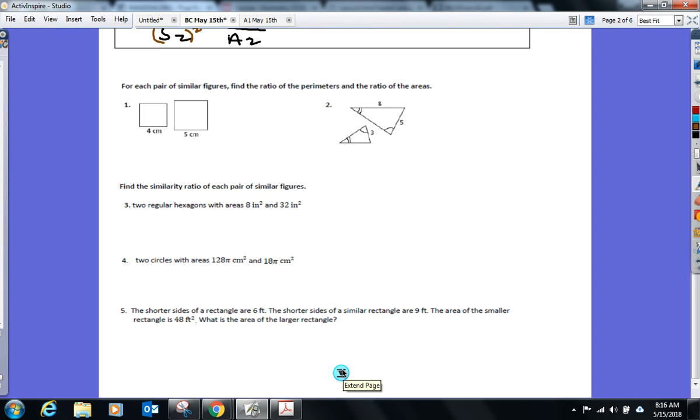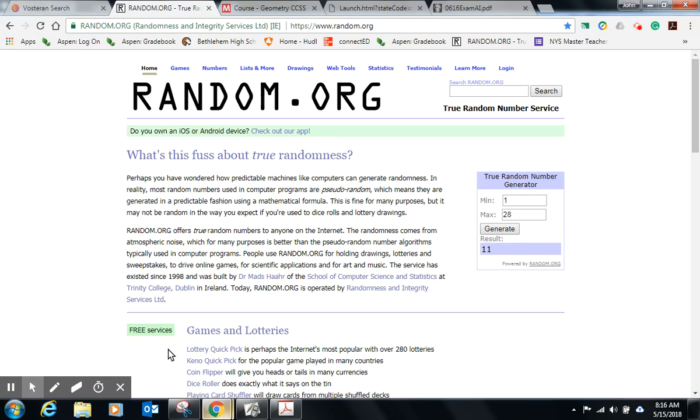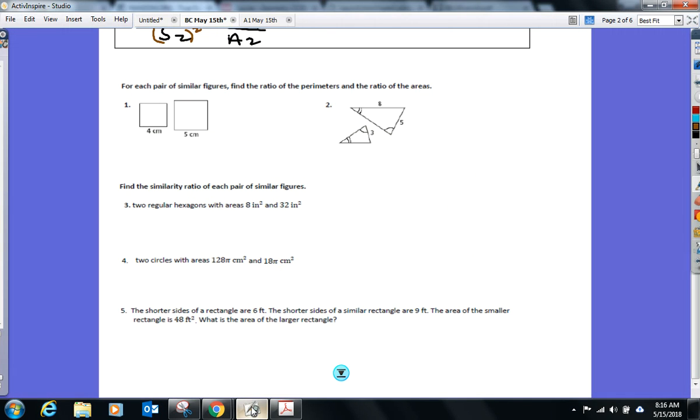In 1 and 2, those figures are both similar. Find me the ratio of the perimeters and the ratio of their areas. Before we start anything, what's the similarity ratio? What is the ratio of two corresponding sides in number 1? I didn't make it too difficult on you guys. What's the similarity ratio up there of those two figures? 4 to 5, which means what about your perimeters? The ratio is also 4 to 5.